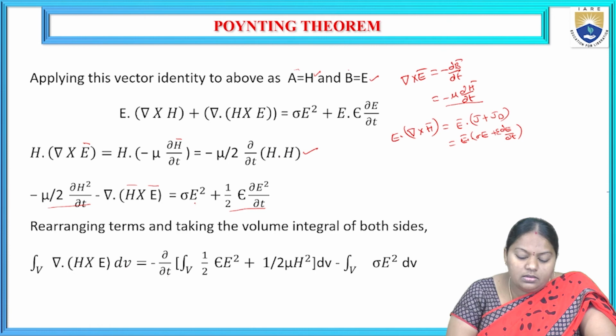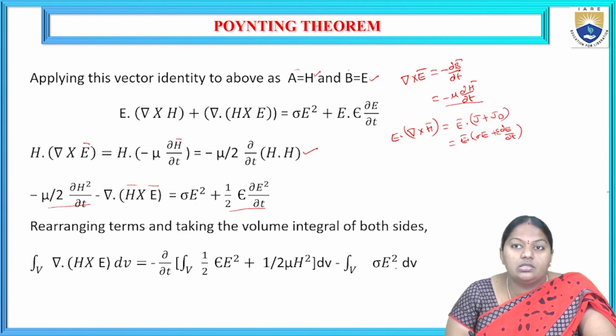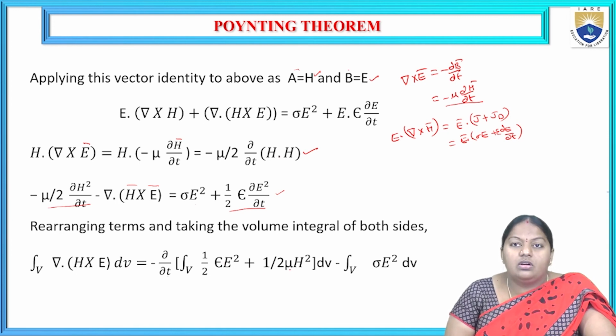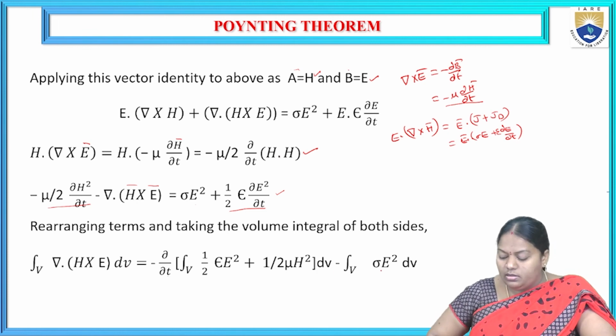Now we are applying sigma E square to the volume integral, that is integral V sigma E square dV. After simplification, we are rearranging the terms with respect to the energy densities and ohmic loss, as well as this resultant term to get the Poynting vector. In order to write the Poynting vector, we consider del dot (H bar cross E bar) dV as separate, and these two are the energy densities in the electric as well as magnetic fields, and the last one is the ohmic loss.